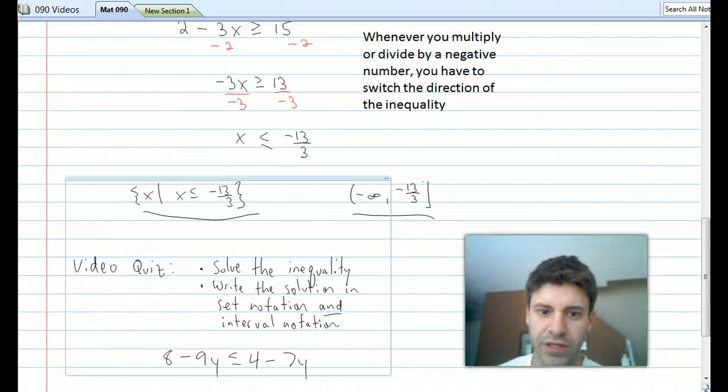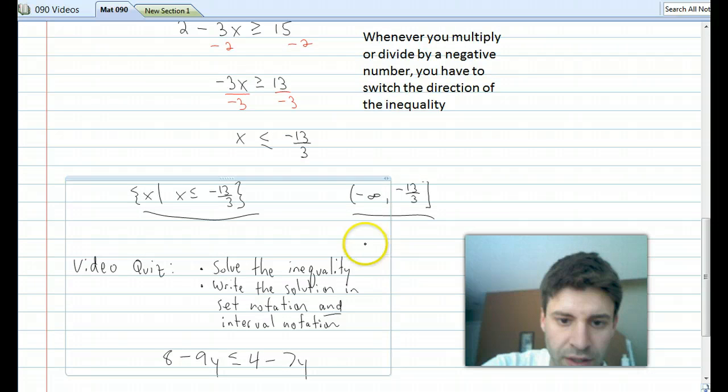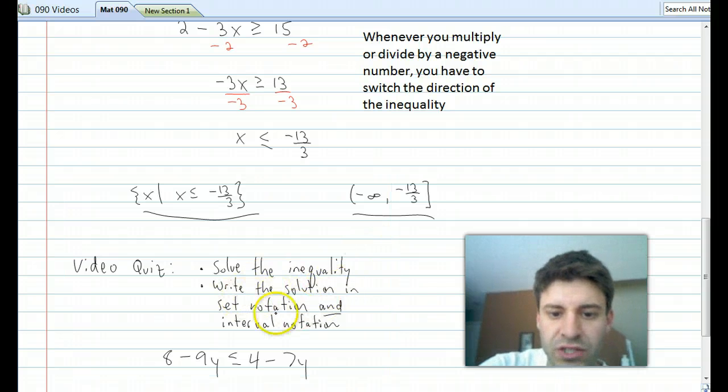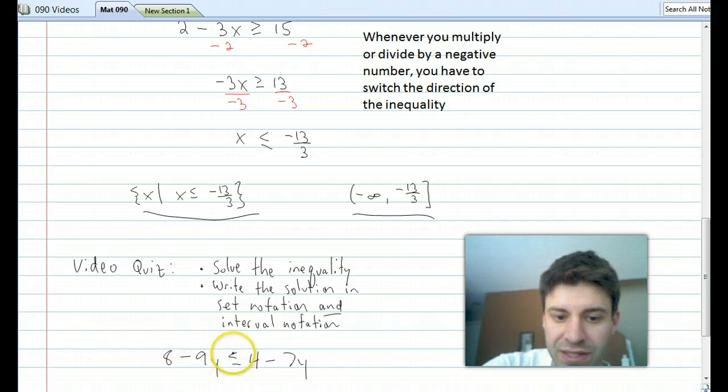Here's your quiz for this video. Solve the inequality and write the solution in set notation and interval notation. Here's the inequality. 8 minus 9y is less than or equal to 4 minus 7y.